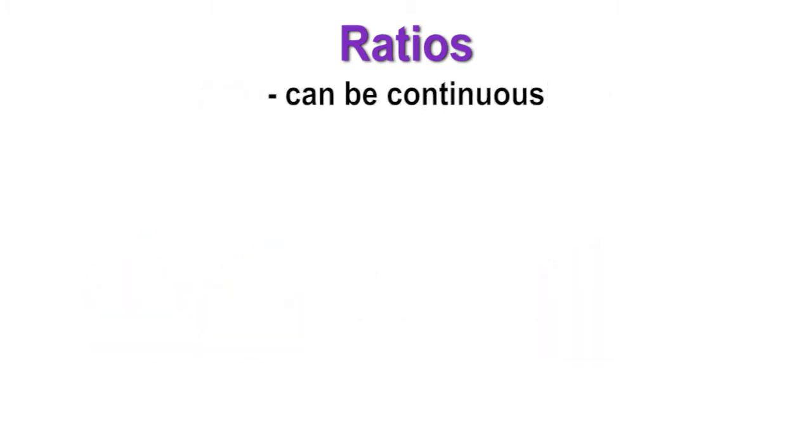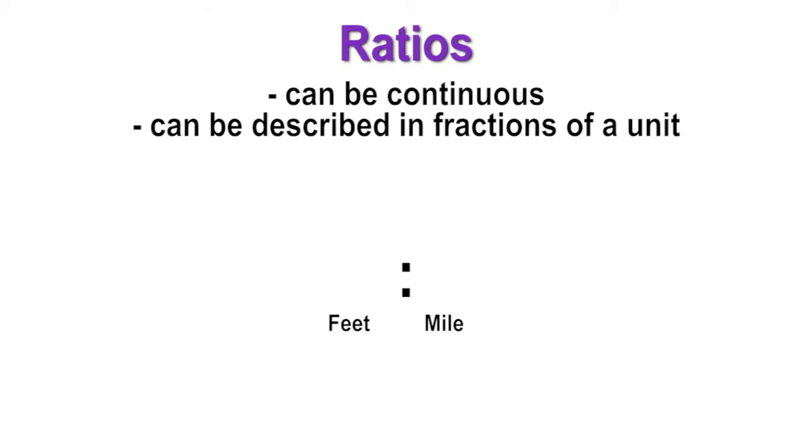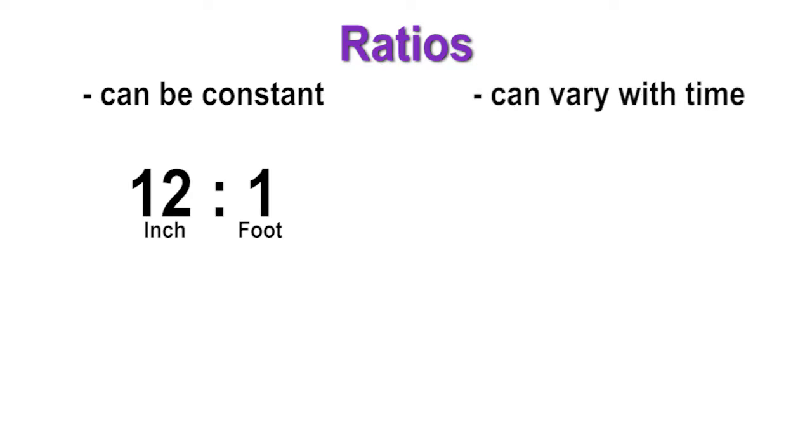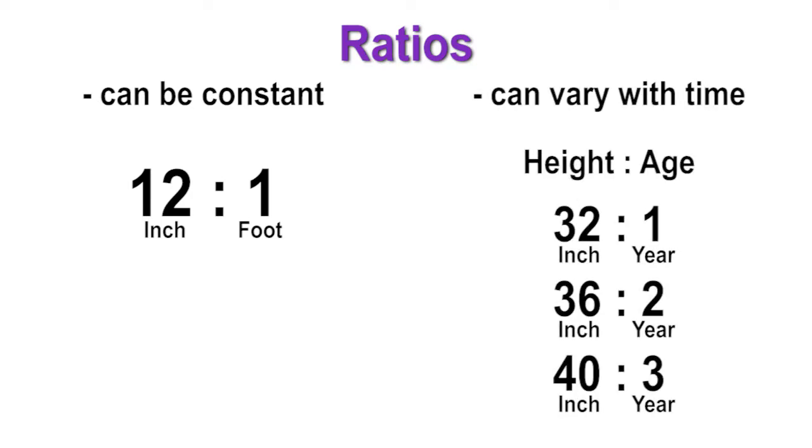Ratios can also be continuous, such as feet in a mile, and can be described in fractions of a unit. For example, there are 2,640 feet per half mile. Ratios can also be constant, such as the number of inches in a foot, or they can vary with time, such as my height in relationship to my age.